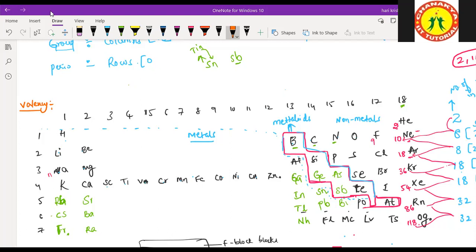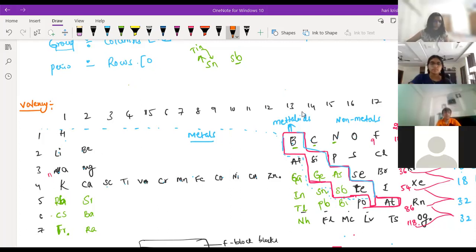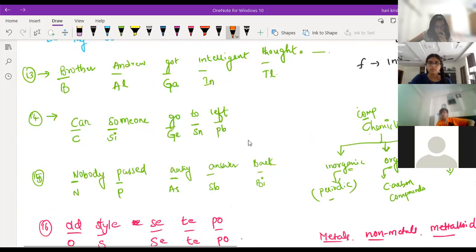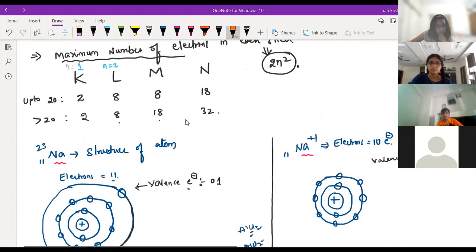First thing, what are the first group elements? Hydrogen, lithium, sodium, potassium, rubidium, cesium, francium. Everyone knows, right? And remember, along with that first group, the 13th group also, boron and aluminium, these two. Now we will draw the electron dot structure for each and every element of the first group.